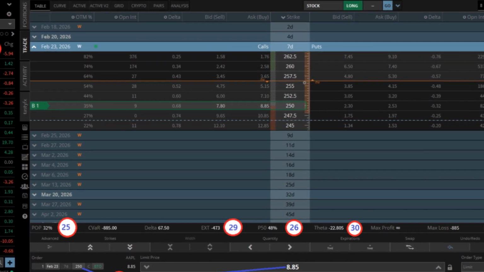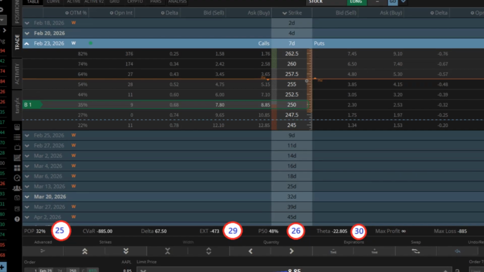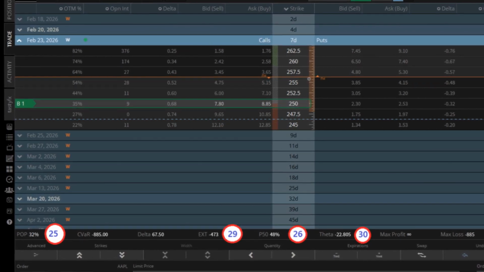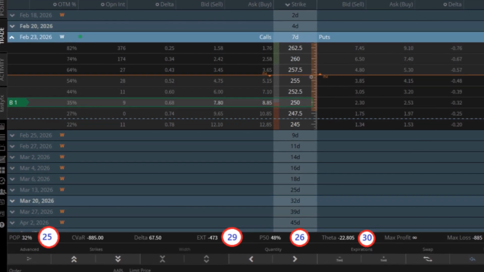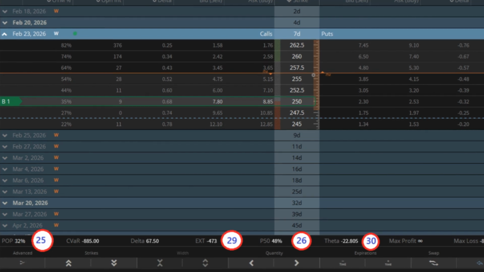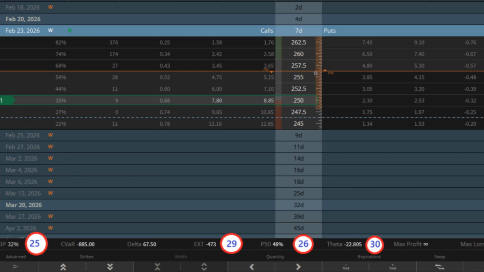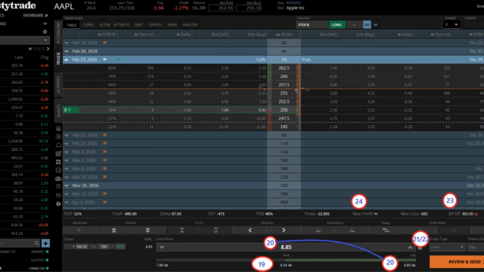24. Max profit or max loss. What it means, for buying options: max loss is the premium you paid; max profit is unlimited for a call, or very large for a put. Why it matters to you: before entering the trade you already know the worst case scenario and the best case scenario. That's powerful risk control.